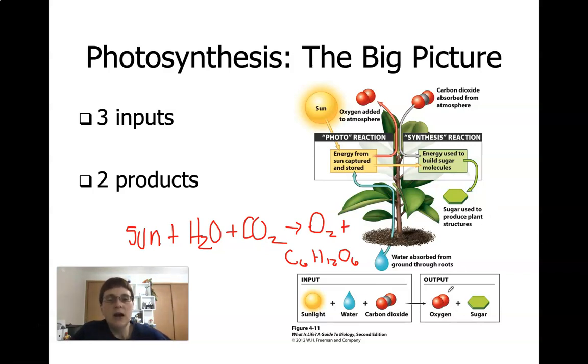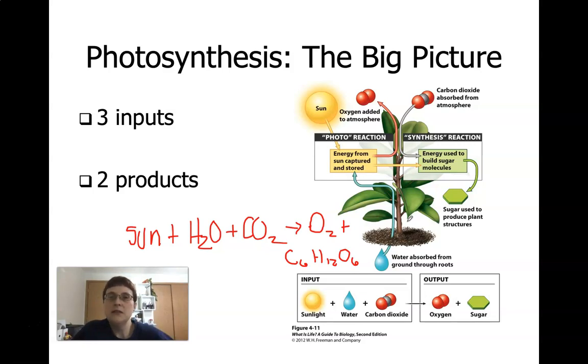And then as far as where these guys end up, oxygen is going to be released from the plant. So that's why we get oxygen from plants to breathe. And then the sugar is going to be used in the plant. So it will be used to build things in the plant. It's also going to be used as an energy source in the plant because the plants are going to need energy as well to make things run. So that's the big picture.